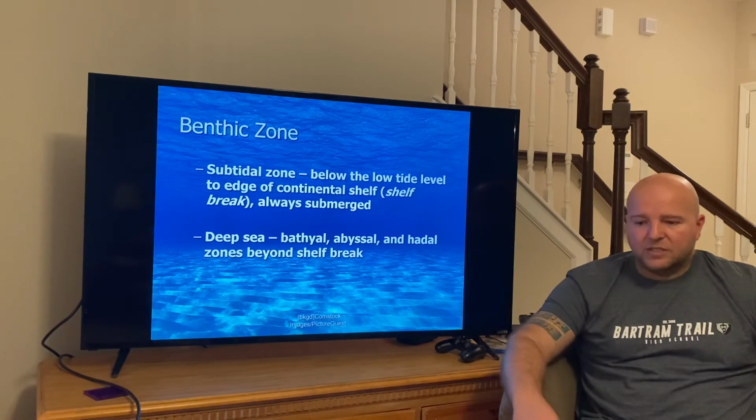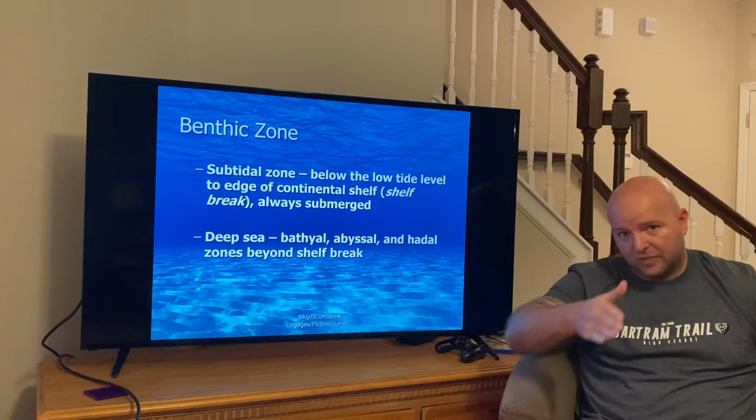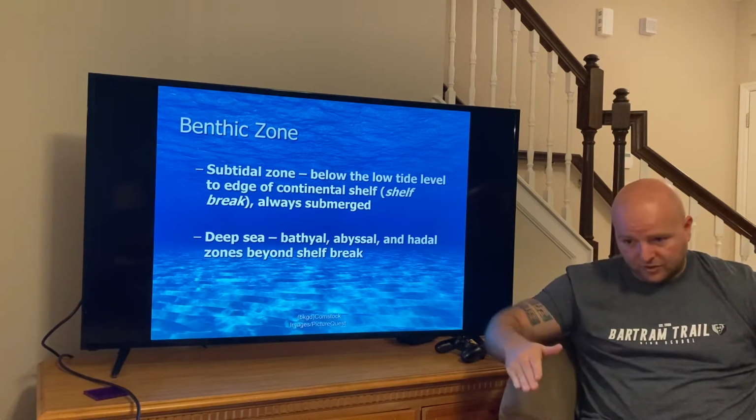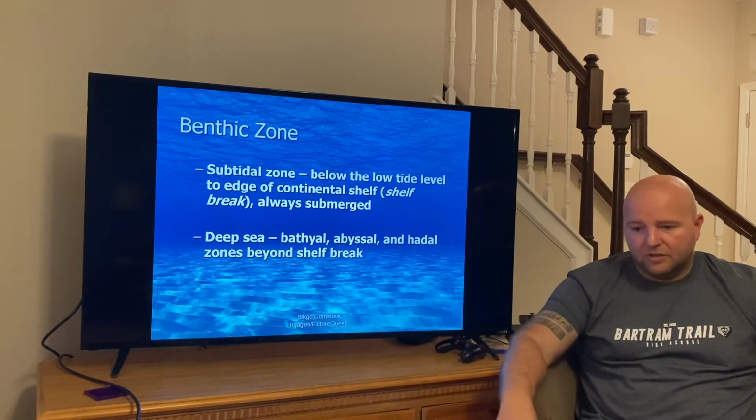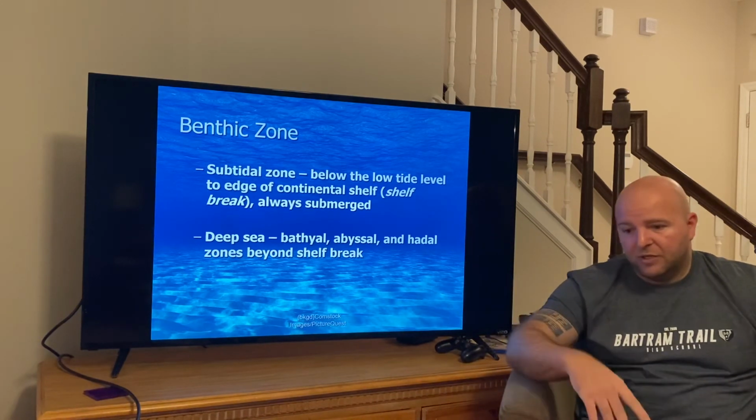Then we get to the deep sea, where we have our bathyal, abyssal, and hadal zones that are beyond the shelf break. The shelf slopes down, you have continental shelf, continental slope, and then we've got our deep sea floor, our abyssal plains, and then other features that might be along the seafloor.